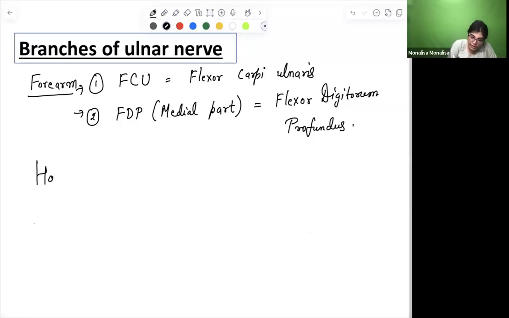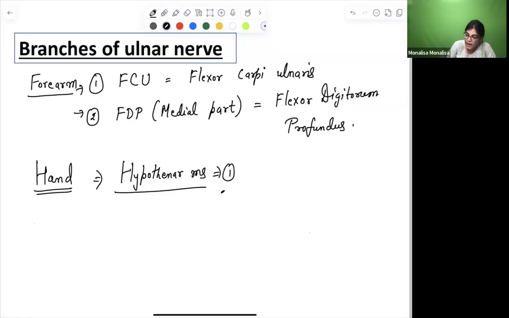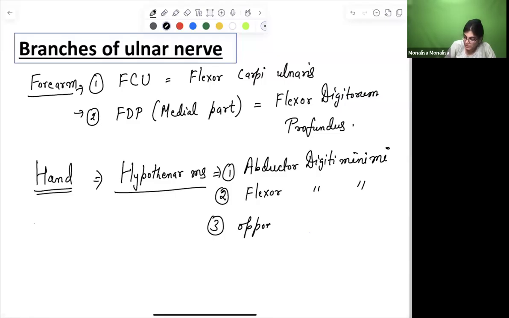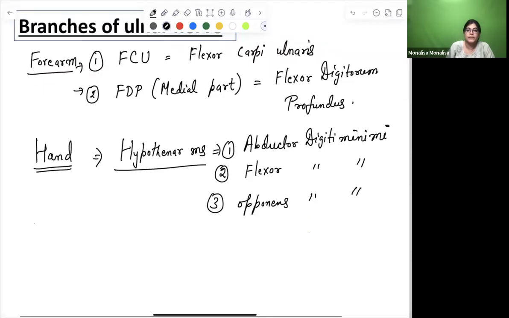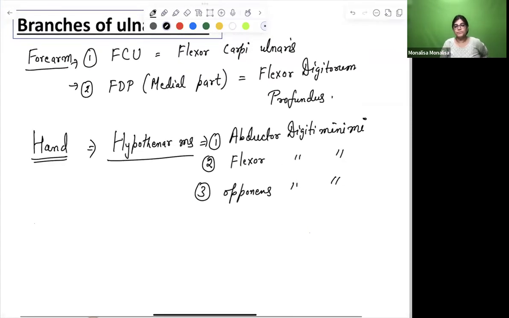Now talking about the innervation of the muscles of the hand. The main muscles innervated by the ulnar nerve are the hypothenar muscles. And we know that in the hypothenar region, we have three muscles: abductor digiti minimi, flexor digiti minimi, opponens digiti minimi.